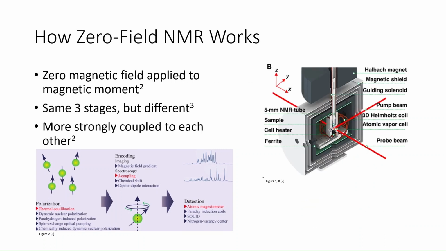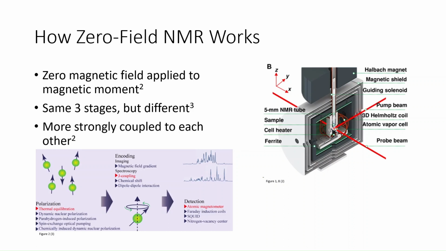In zero-field NMR, the magnetic moment generated by the spinning atoms is not subjected to a magnetic field, and zero-field NMR spectrometers are designed to even eliminate Earth's magnetic field. Shown here is a diagram of the inside of a zero-field NMR spectrometer. So what's happening inside the instrument?